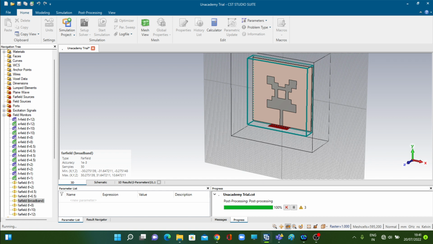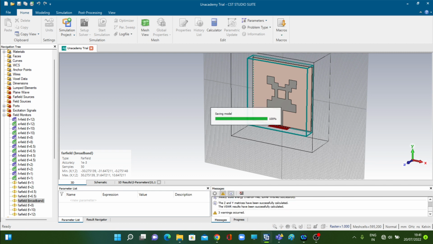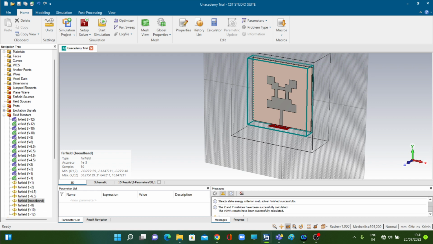So after far field, it is post processing. That means it is basically preparing the results, calculating far field powers, far field cuts, and done. See, although it is showing that 3 warnings occur, we need not be bothered about that because this solver finished successfully. I hope you can see this term here. Solver finished successfully means that my simulation is over. My simulation is actually complete.